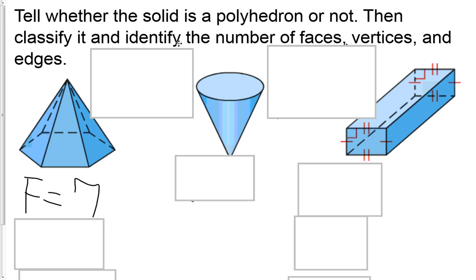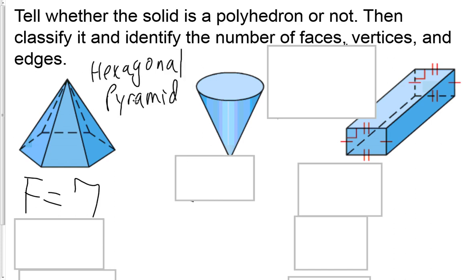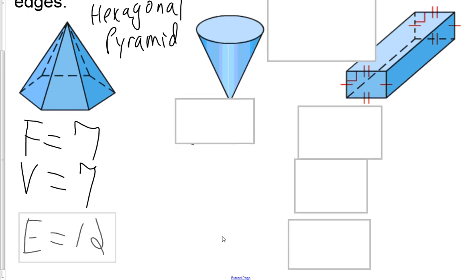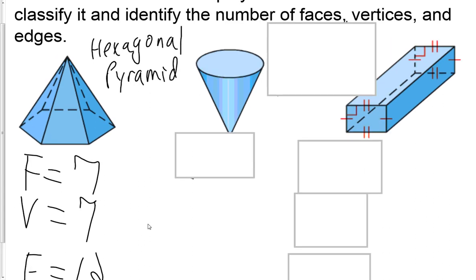Now, just as a note, I classify it first. This is a pyramid, but its base is a hexagon, so this is a hexagonal pyramid. Next, vertices. Vertices are how many little points we have here. So 1, 2, 3, 4, 5, 6, and then they all meet up at the top at 7. Lastly, edges. We've got 1, 2, 3, 4, 5, 6 from the bottom, and then we'll start back here: 7, 8, 9, 10, 11, 12 edges, right? So E for edges equals 12.